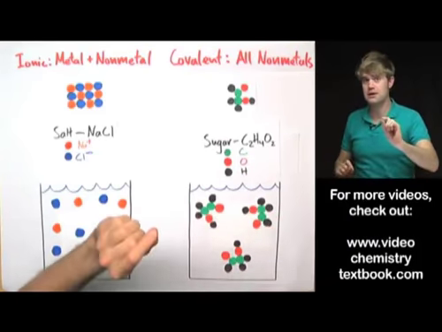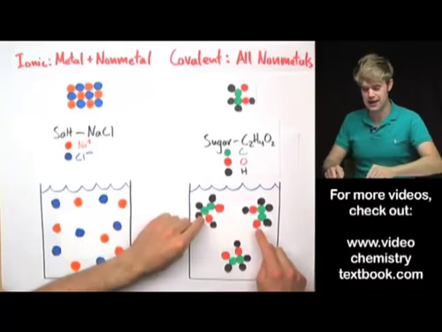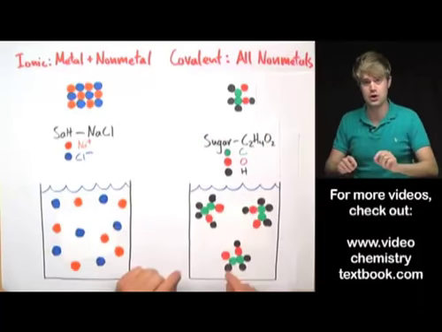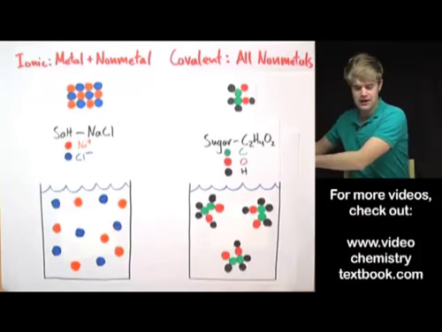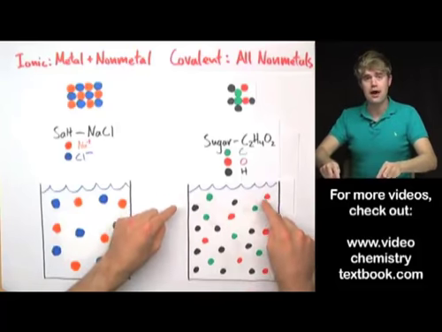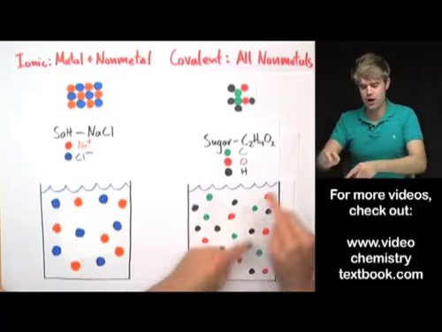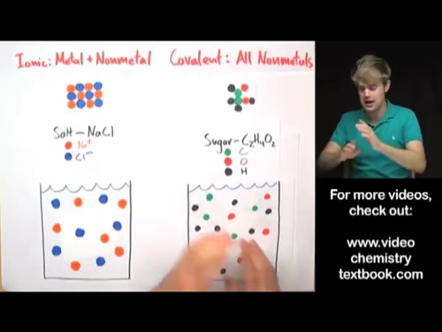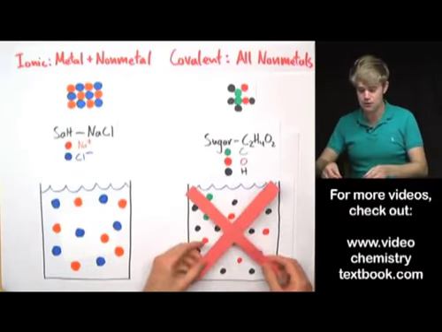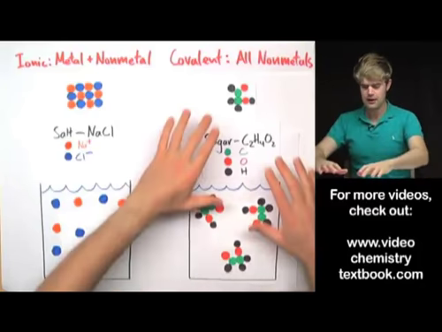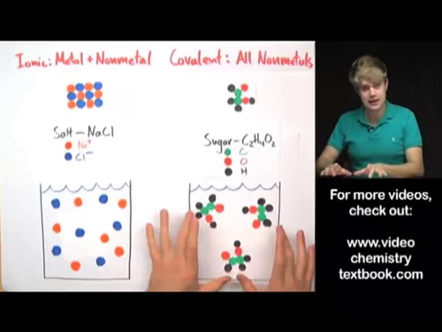A big mistake that people make, I don't want you to make this mistake, is they think that when sugar or other covalent compounds dissolve, the atoms that make up the molecules totally break apart. And then you end up with a glass of water that has all these carbon and oxygen and hydrogen atoms just floating around. That does not happen. Big red X. Instead, the molecules stay together.